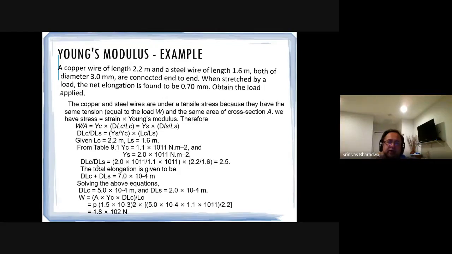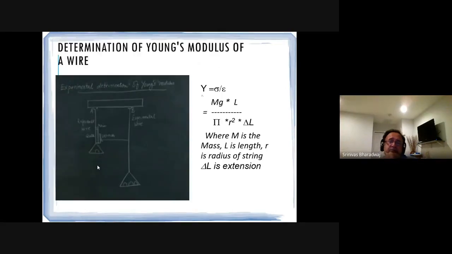Once you get 5 and 2, then you can solve for W and A. How do you get the A? Pi r square. The copper wire has a diameter of 3, that means the radius is 1.5, pi times 1.5 square. Very simple. These things are very simple. They match exactly what you have learned.